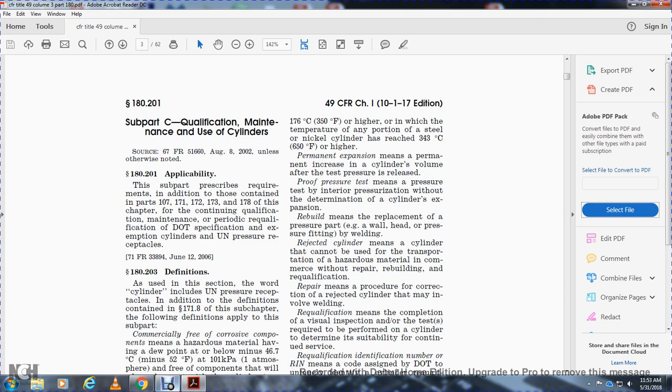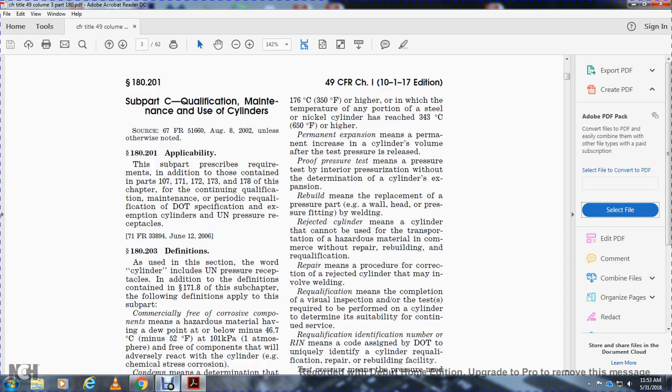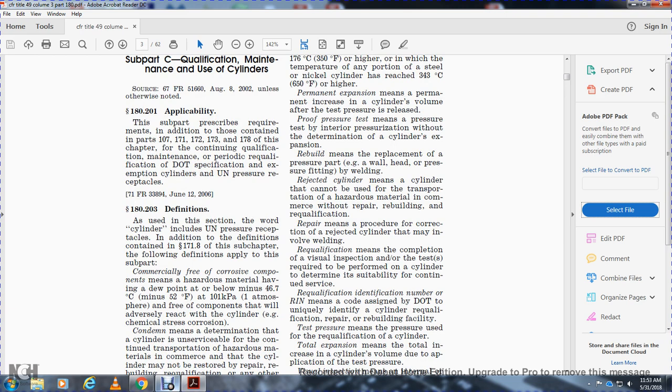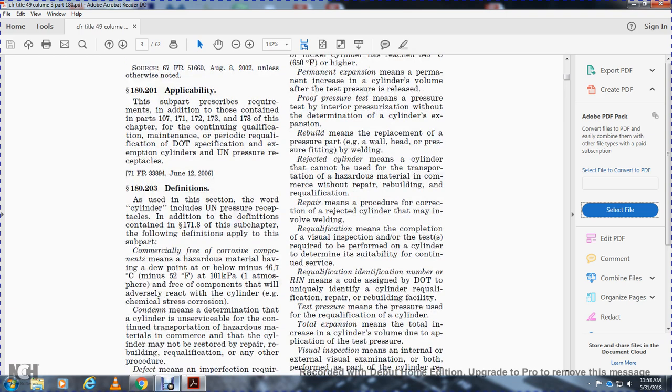Rejected cylinder means a cylinder that cannot be used for the transportation of hazardous material in commerce without repairing or rebuilding. Requalification repair means the procedure for the correction of a rejected cylinder that may involve welding. Requalification means the completion of the visual inspection or test required to be performed on the cylinder to determine the suitability for continued service. The requalification identification number, the RIN, is the code assigned by the DOT to uniquely identify the requalification repair rebuilding facility. Test pressure means the pressure used for the requalification of the cylinder.